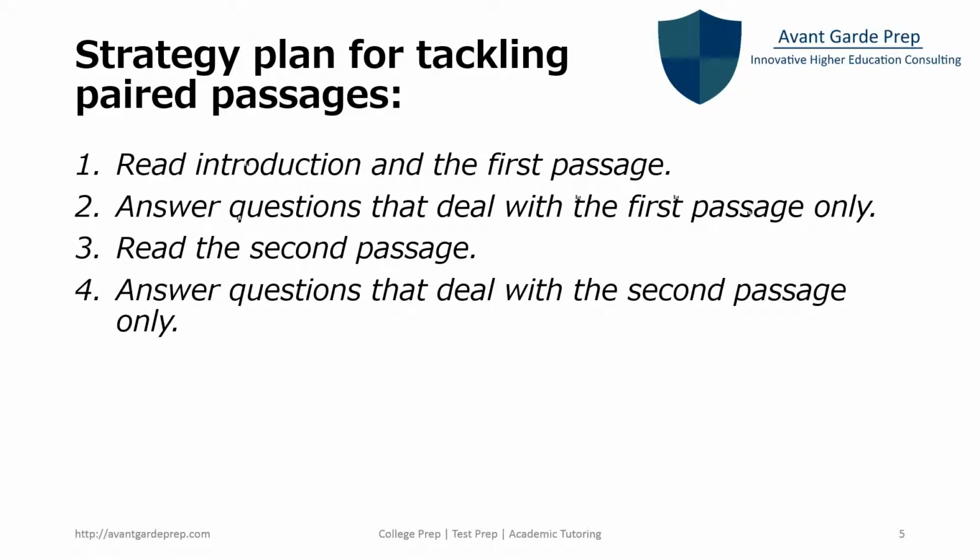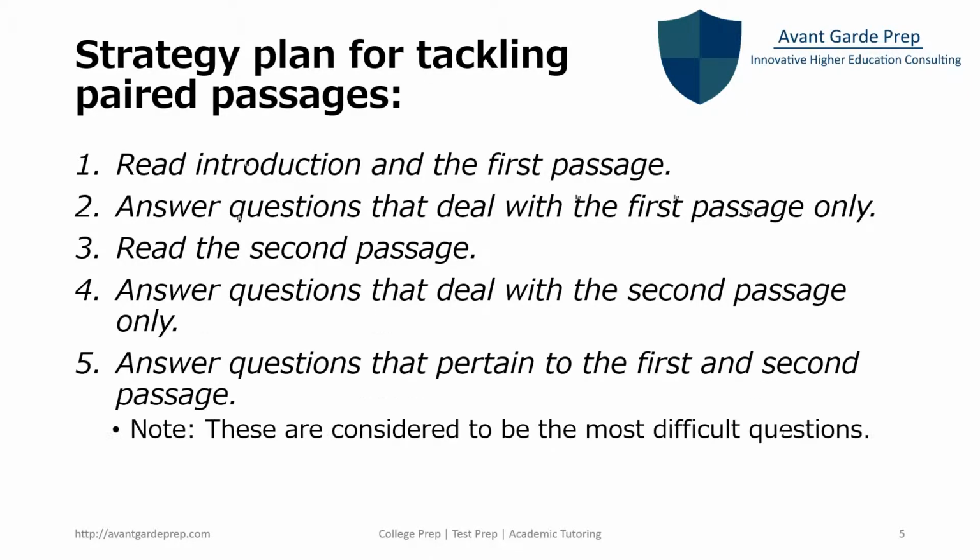Then you'll answer the questions that deal with just the second passage, so you're keeping each passage fresh in your mind while tackling the questions that have to do with only that particular passage. Then you'll go through and answer questions that pertain to both of them together. It's important to know that the questions that ask you about both passages at the same time are considered to be the most difficult questions on the critical reading portion of the test.